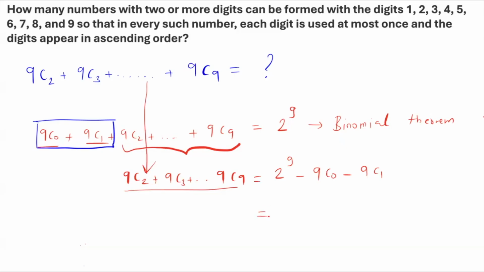So my answer is simply 2 power 9 minus 9C0 is 1 only, minus 9C1 will be 9 only. 2 power 9 is 512, minus 1 minus 9 is minus 10. 512 minus 10, my answer is 502, right? That's the answer to my question, 502. These many numbers are possible using the digits 1 to 9 such that they are used without repetition, and they will have at least 2 and at max 9 digits in the ascending order. 502.